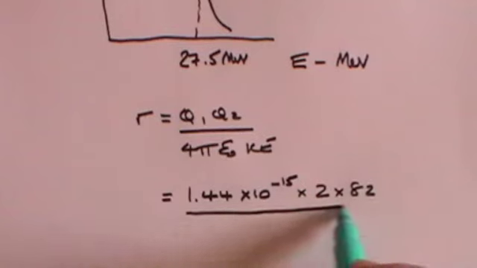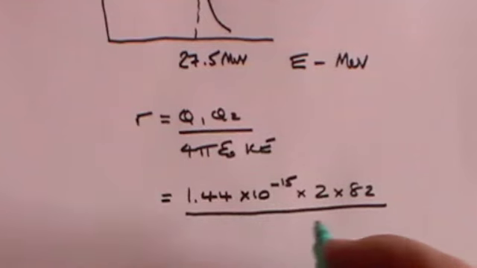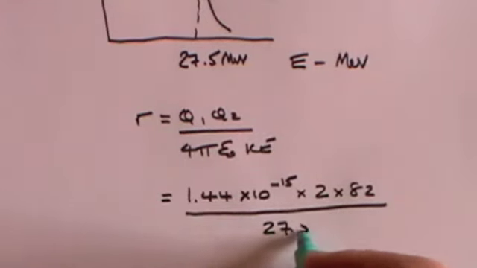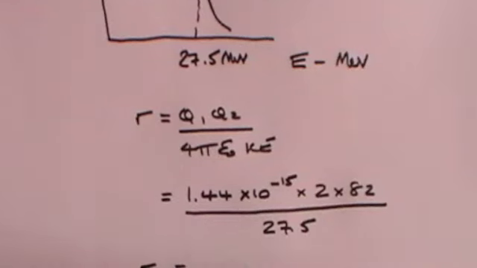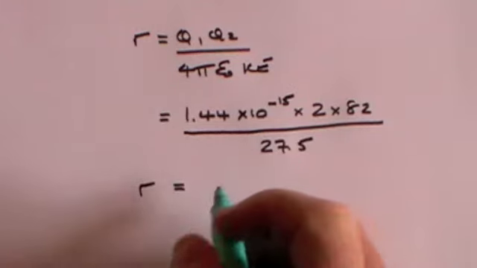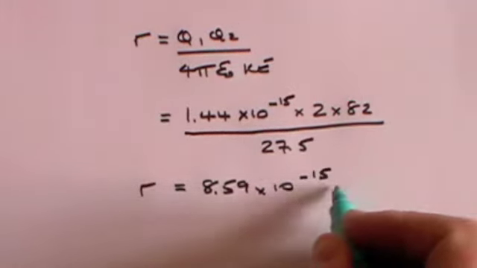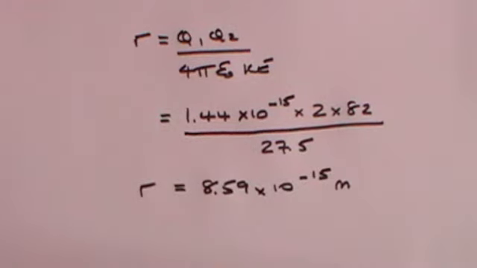And divide that by the kinetic energy at the point at which the alpha particle just reaches the nucleus, and that is 27.5. And if you calculate that, you find that R, which is now a good measure of the radius of the nucleus, is 8.59 times 10 to the minus 15 meters. So now we've got a good indication for lead, which is a big atom. 82 protons in lead. There aren't many naturally occurring elements above that. It is about 8.59 times 10 to the minus 15 meters.